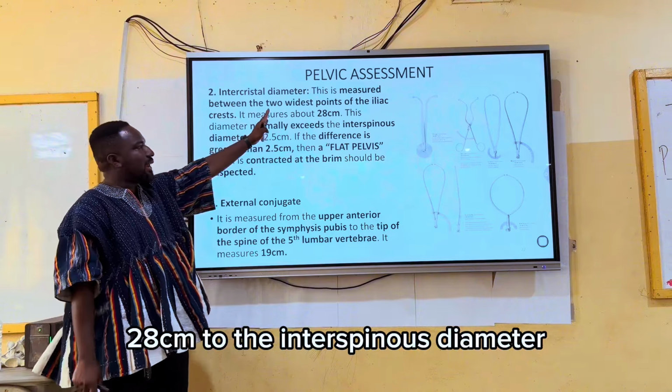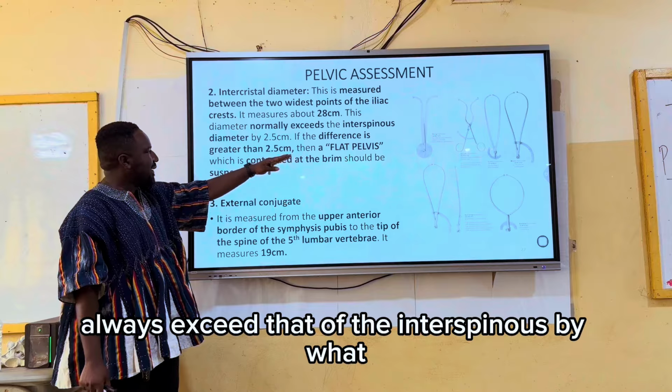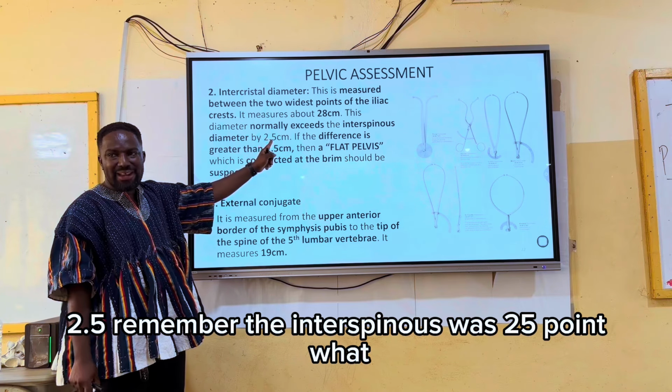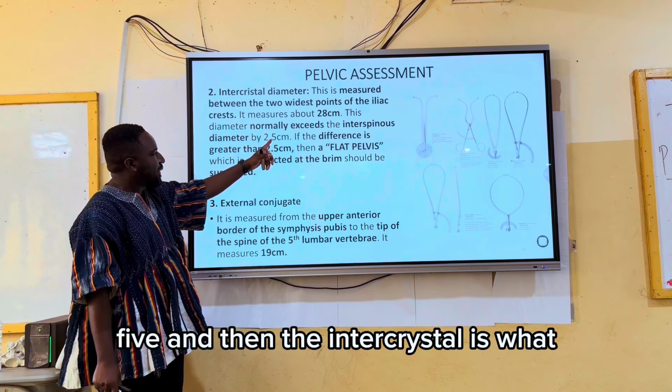So the intercristal diameter always exceeds that of the interspinous by 2.5. Remember the interspinous was 25.5, and then the intercristal is 28. So the difference is mostly 2.5. Now, if the difference is more than 2.5, then that should give you an indication that the woman is having a flat pelvis.